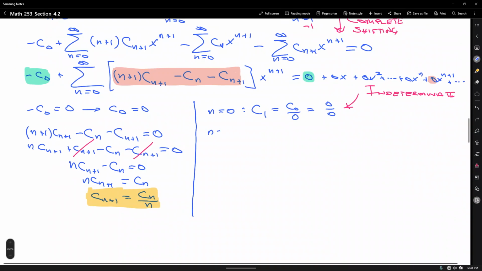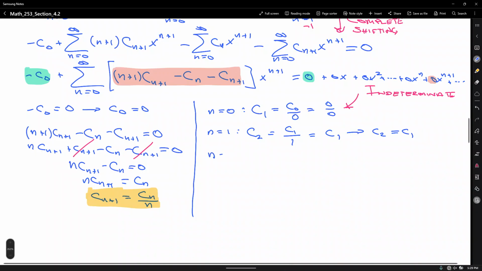Let's keep generating. n equals 1. That'll be 1 plus 1, is that c sub 2? That equals c sub 1 over 1, which is c sub 1. Okay? But actually, what is c sub 1? No, wait. So that's c sub 1. This means c sub 2 equals c sub 1, okay? Which at the same time, we already know c sub 1 will be our undetermined coefficient, if you will.